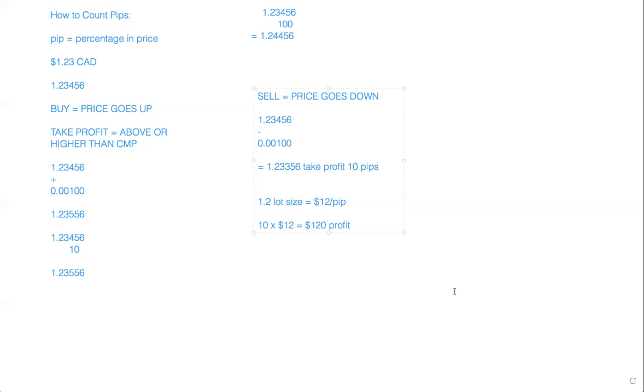Now, the exact same situation is true if you would have lost 10 pips. If you would have lost 10 pips times $12, then you would have lost $120 on that trade. So the numbers work the same in both directions.